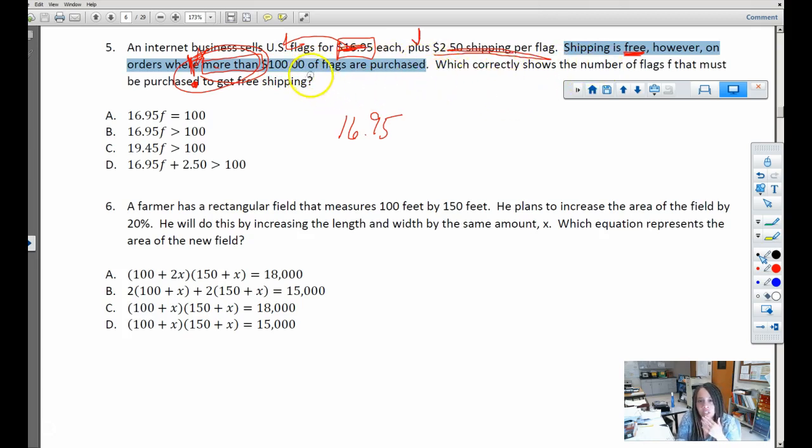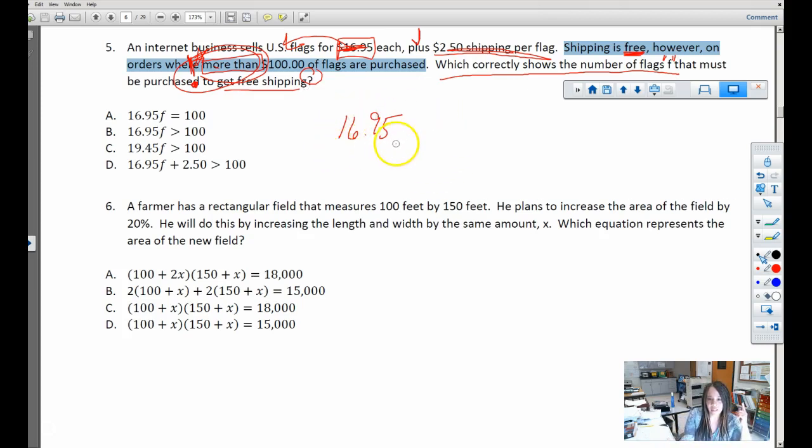So here's the question. The question is where you find the question mark. So the question mark, work way backwards. Which correctly shows the number of flags, F. They gave us this F here. They didn't put in parentheses, so that might throw you off. They're saying use F to be your variable. How many flags, the number of flags, that must be purchased to get free shipping. Well, in order to get free shipping, we got to spend $100 on flags. So how many flags do you need to buy?